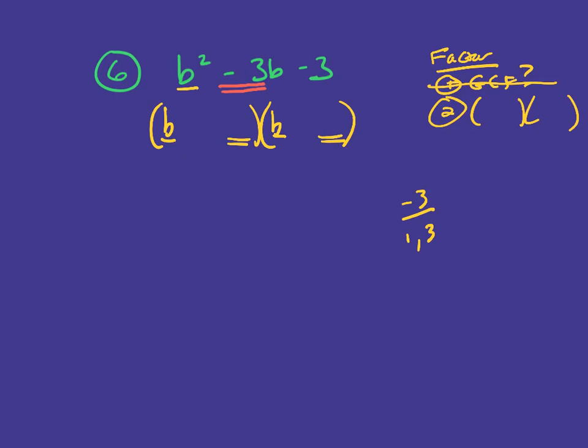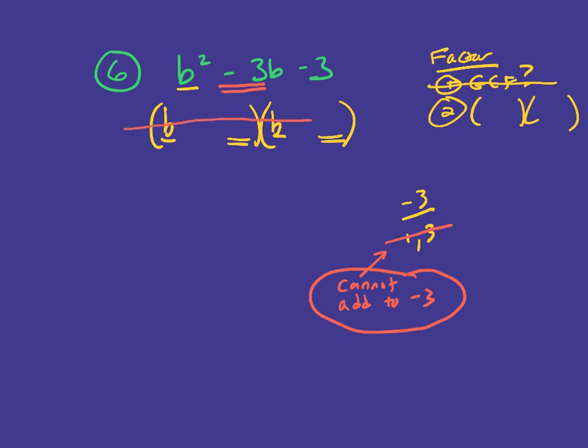But if you look at these numbers here, 1 and 3, no matter what we do with them, we cannot add them to be negative 3. If you add them as they are, you could get 4. If you subtract them, you could get some version of 2, positive or negative. But we cannot get negative 3, no matter what we do with the signs. So this one isn't factorable. So you have a little options there. Not factorable. And then just click that.